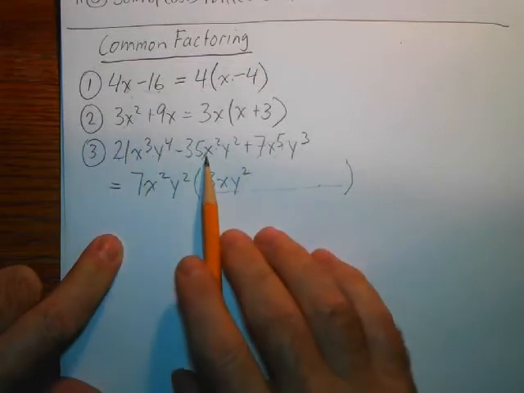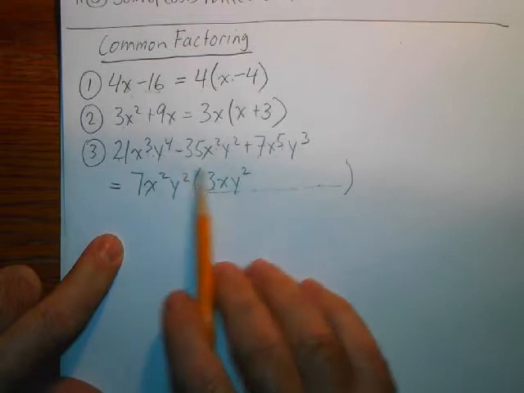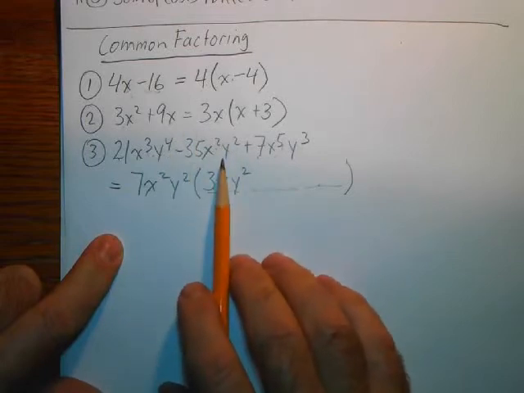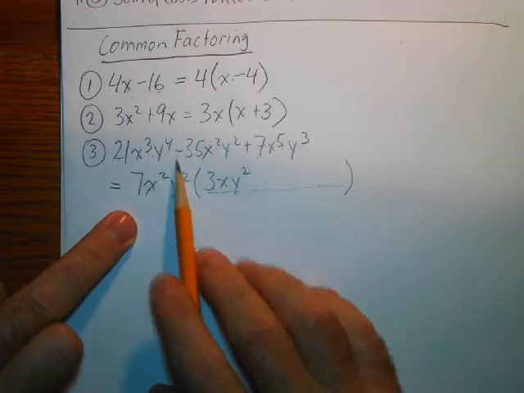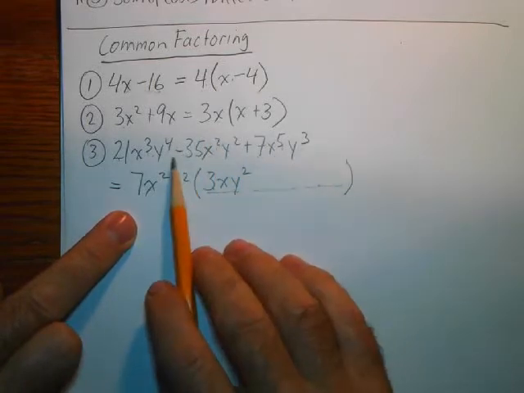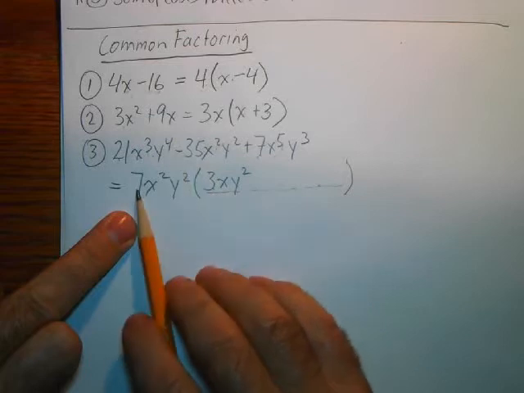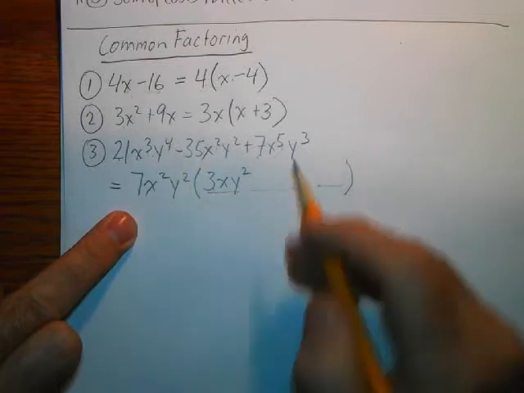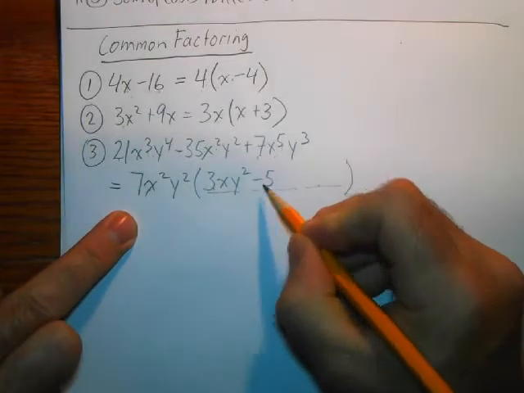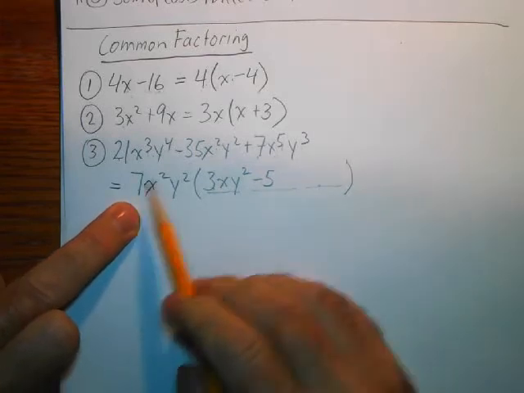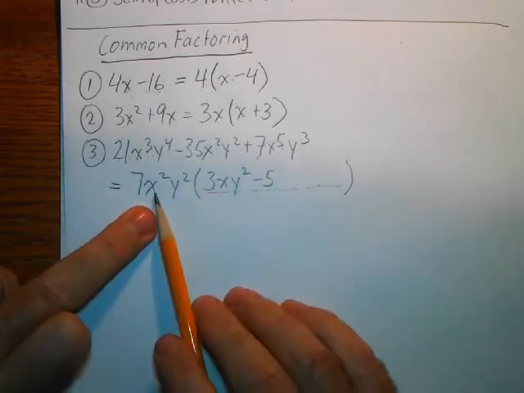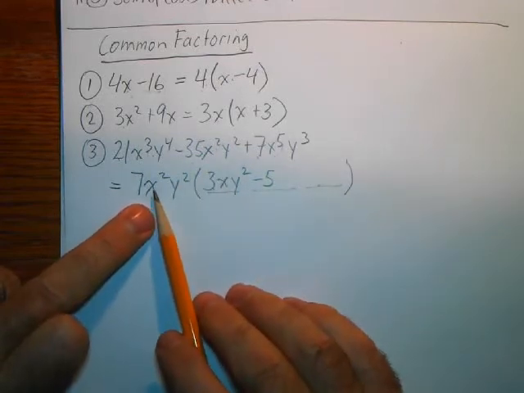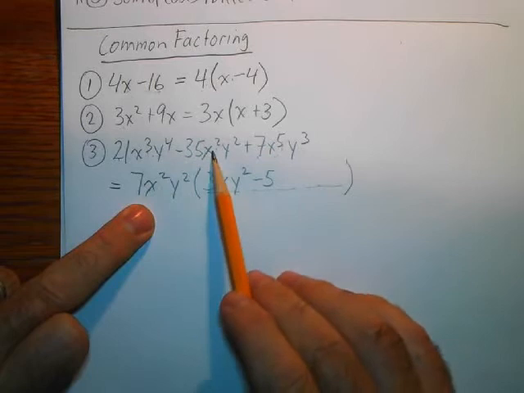Okay, now we move to the second term. So I have negative 35x squared y squared. Okay, so I pretty much know that this should be negative, but if I divide negative 35 by 7, that's going to be a negative 5. Or you could ask yourself, what do I have to multiply 7 by to get negative 35? Negative 5 again. And then you look at the variable parts. X squared turns into x squared, so I didn't have to do anything.